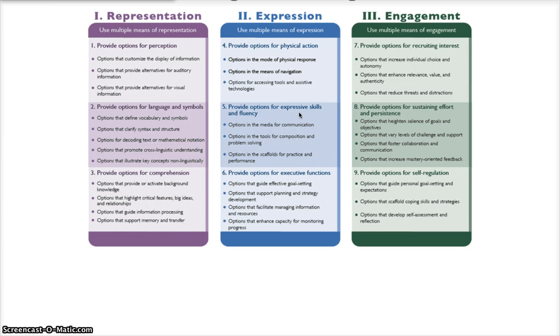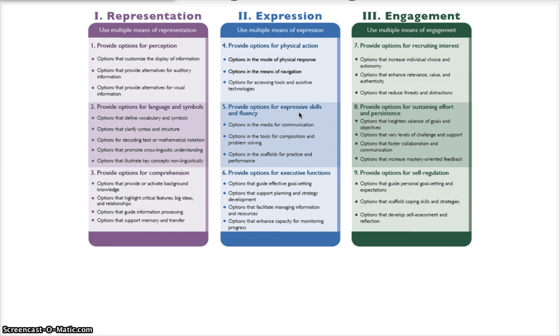Options that foster collaboration and communication, so allowing students to work with each other to learn from each other in social learning models. Options that increase mastery-oriented feedback, so again, providing prompt, structured, positive feedback to students on what needs to change and what's actually good about what they've already produced.